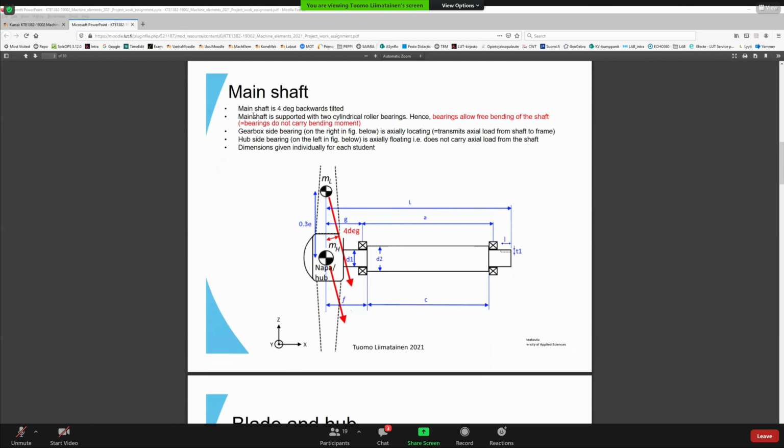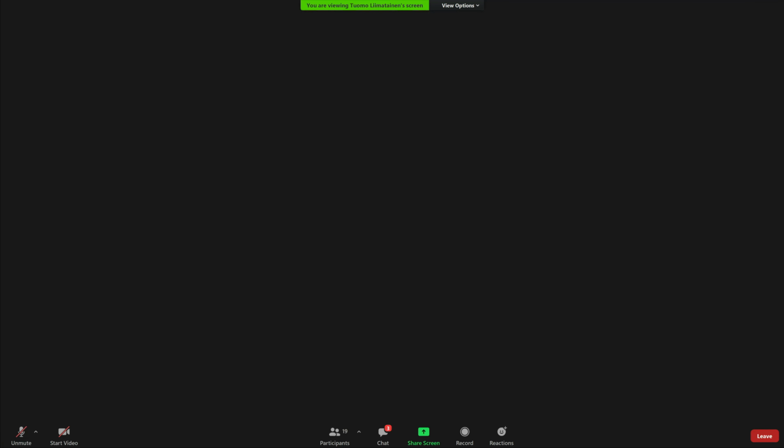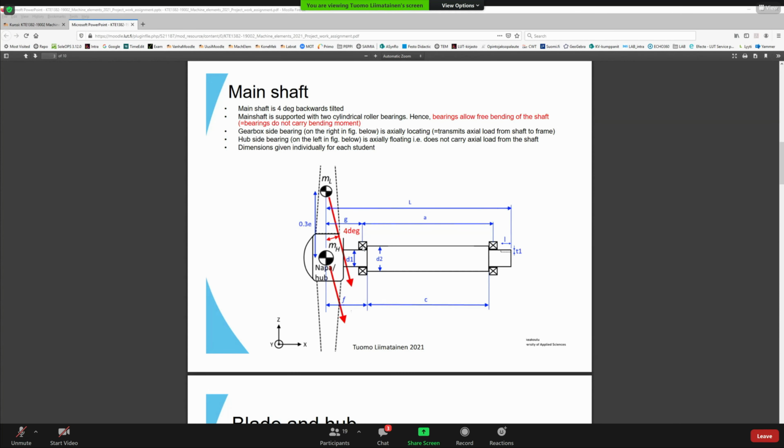Okay, now you know that the main shaft is 4 degrees tilted. The bearing configuration is usually 2 cylindrical roller bearings. What that means is that these bearings allow free bending of the shaft. So the bearings do not carry any bending load. They will allow the main shaft to bend freely between the bearings. That is important for your calculation because you don't need to take into account the stiffness of the bearings. So you can just assume that this is a simply supported shaft, like you have done in the calculation of basic mechanics.